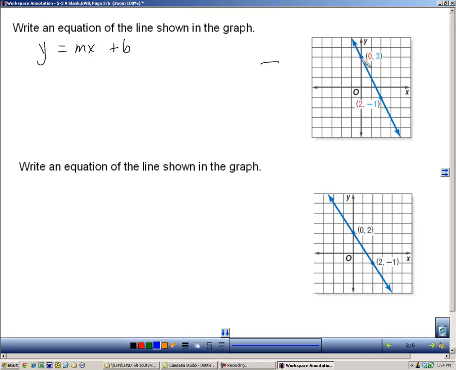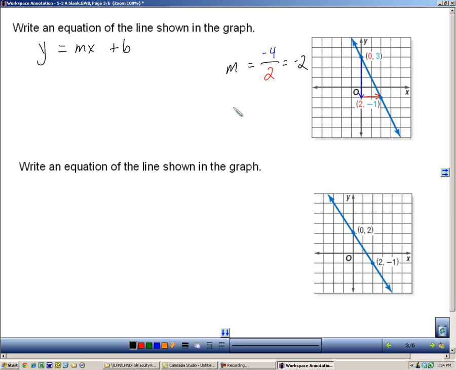So my rise is going to be 1, 2, 3, down 4. So that's a -4. And my run will be to the right 2. So that's going to be a -2 for my slope. And I found that using rise and run. I could also have used the formula for slope, and I'll do that on the next one.